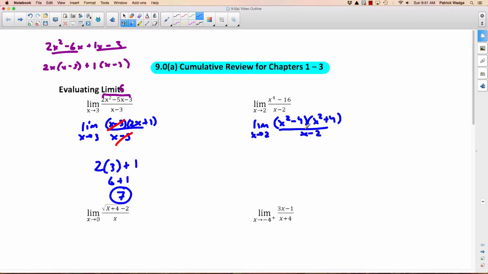And at first it looks like, well, that didn't help. We can't cross anything out. But do you see what you can still do? This first term here, this first binomial, is still another difference of squares. So we got to factor again.